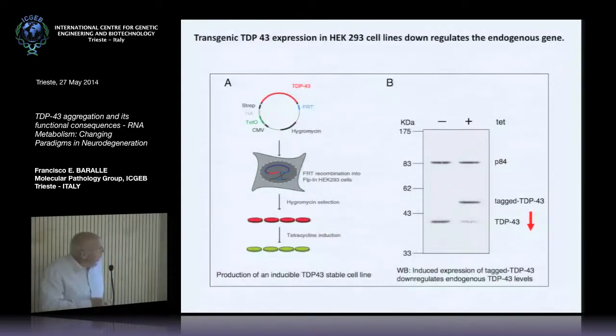Then, to continue studying the properties of the protein, we made stable cell lines with a Flp-In system where we expressed transgenic TDP-43. And this was our surprise. The first thing that we saw was that when you induce the transgene, the endogenous one disappears. So there was an effect of the transgenic TDP-43 on the expression of the endogenous. Thus, for us, as RNA molecular biologists, this was very interesting, almost as interesting as the role in neurodegeneration, if not more. And we started to study that process.